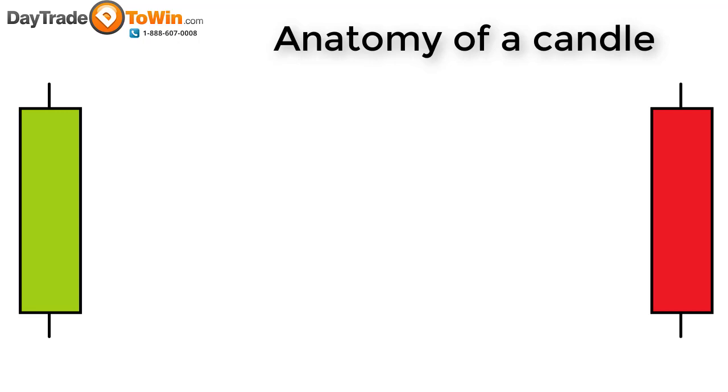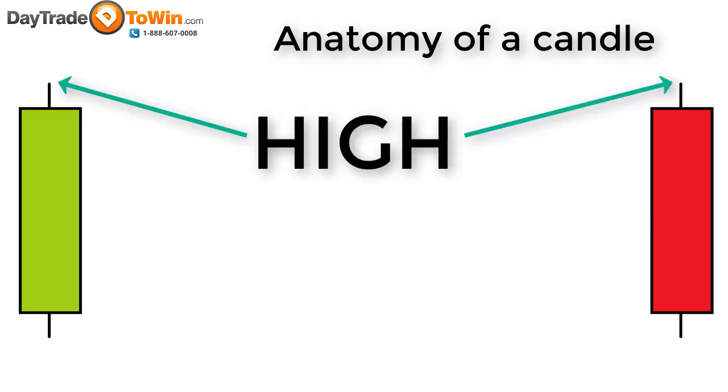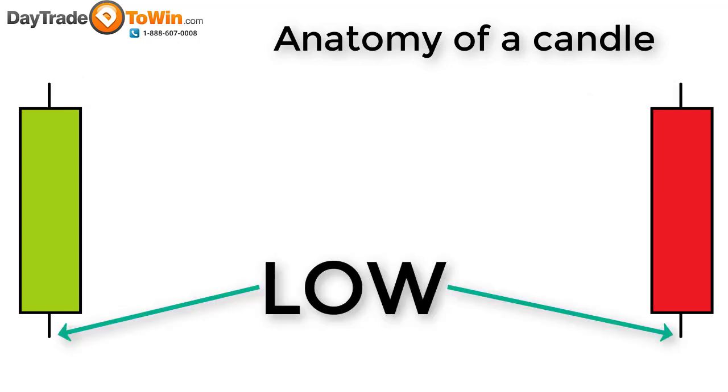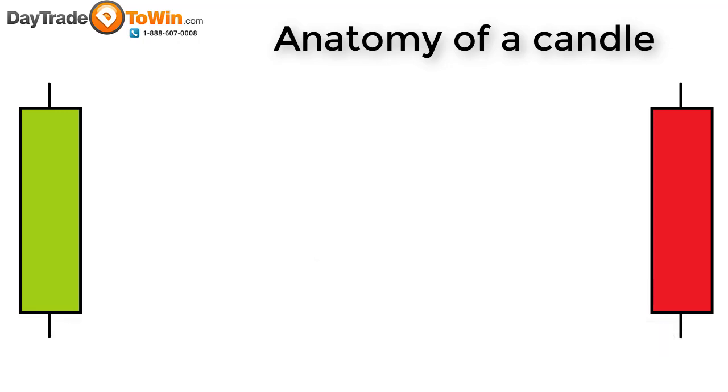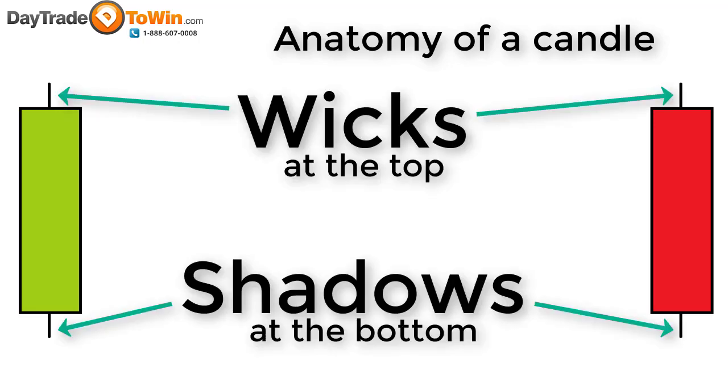In addition to the open and the close, you're also going to see the highest point, the highest price that the market traded at during the candle, and that's known as the high, as well as the lowest price where the market traded during the duration of the candle. That's known as the low. And these points are shown as the vertical lines sticking up above and below the body of the candle. And these lines are known as shadows and wicks. Wicks at the top, shadows at the bottom.